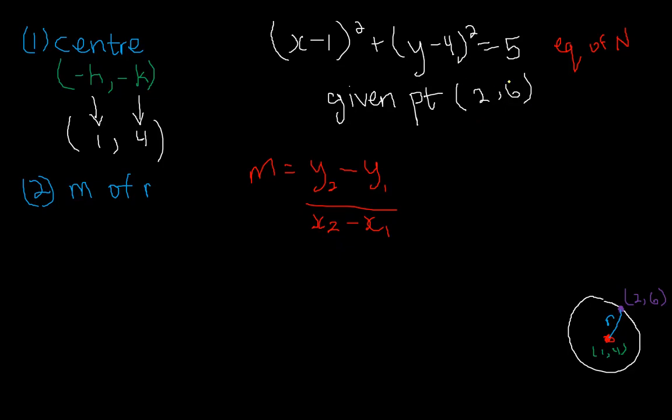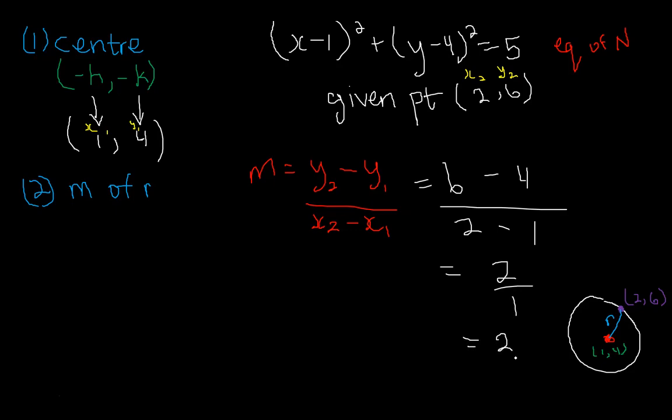Right, so I want this to be x2, y2. I want this to be x1, y1. But remember, they're interchangeable. So if I wanted to, I could have switched them. So this is equal to y2, 6, minus y1, which is 4, divided by x2, which is 2, minus x1, which is 1. 6 minus 4 is 2, and 2 minus 1 is 1. So that means the gradient of my radius is 2.